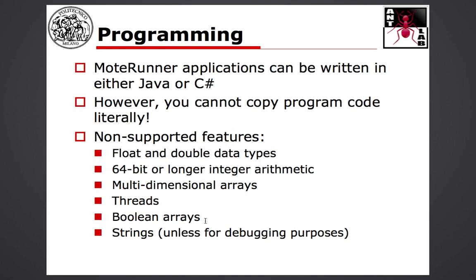So the question is, how does the virtual machine manage all this concurrency between assemblies? I don't know. It's completely a black box. You can go on the MoteRunner website, where there's a white paper that explains the main features of MoteRunner. And they basically claim that the virtual machine does all this kind of stuff.